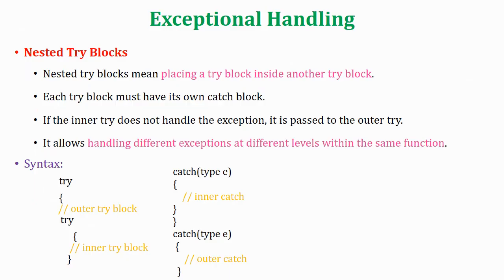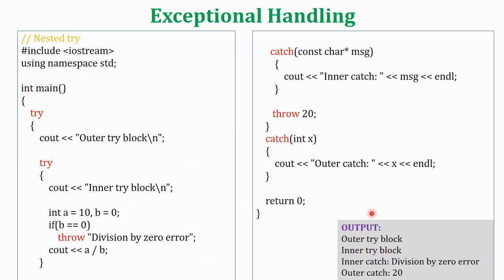Next, nested try block. Nested try block means placing a try block inside another try block. Each try block must have its own catch block. It allows handling different exceptions at different levels within the same function. For example, outer try block, then inner try block, followed by the catch statements. For example, the outer try block has some messages, and the inner try block is where we are going to write the code.